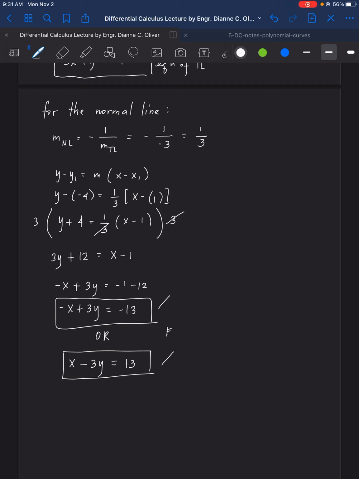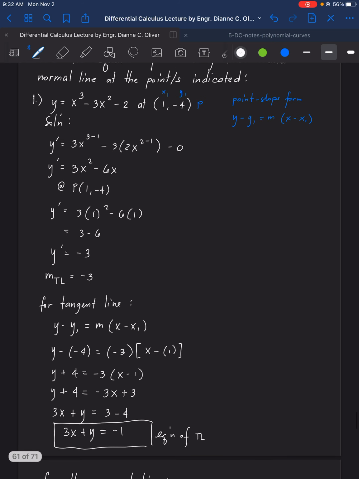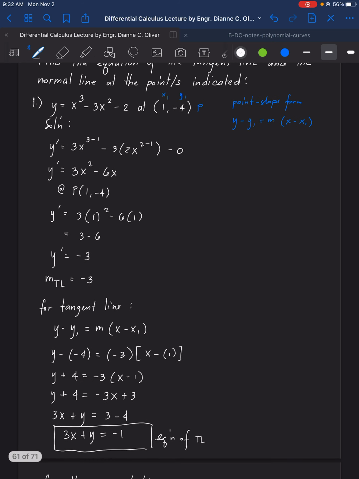They are all equations of the normal line. Okay, so that's how you compute for the equation of the normal line and the tangent line. So basically, in this example 1, all we did is look for the value of the slopes for the tangent line and the normal line, because the y prime, y1 and x1 are already given.